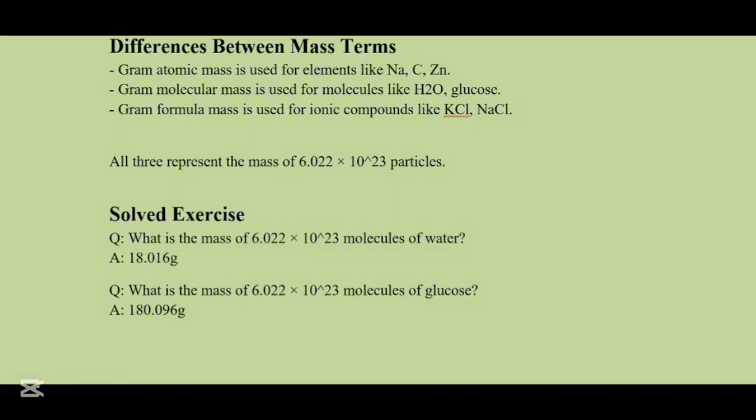Now, what are the differences between these mass terms? Gram atomic mass is used for single elements like sodium, carbon, zinc, copper, oxygen, etc. While the gram molecular mass is used for molecules like H2O and glucose, and the gram formula mass is used for ionic compounds like potassium chloride, sodium chloride, magnesium oxide, etc. All of these three represent Avogadro's number of particles.